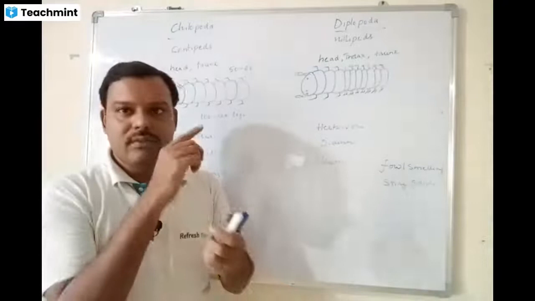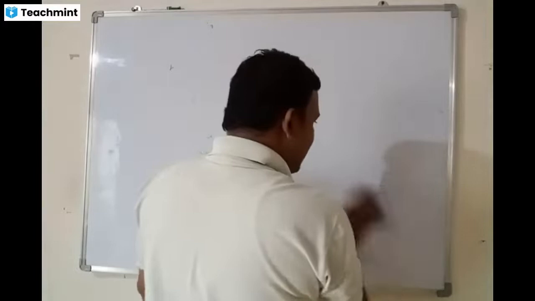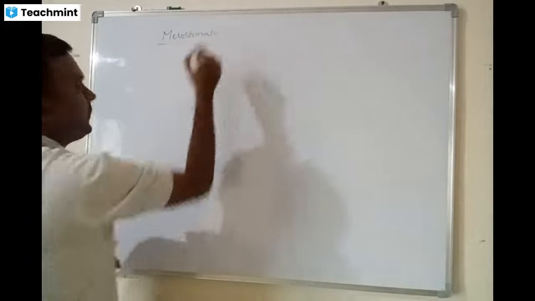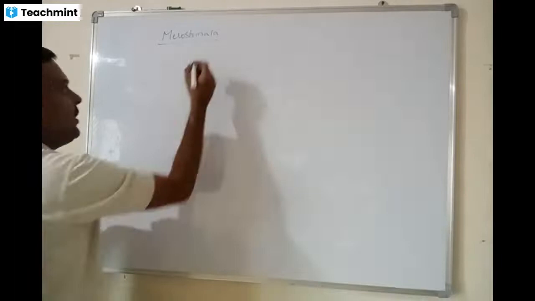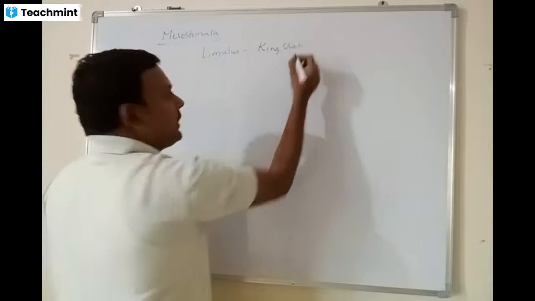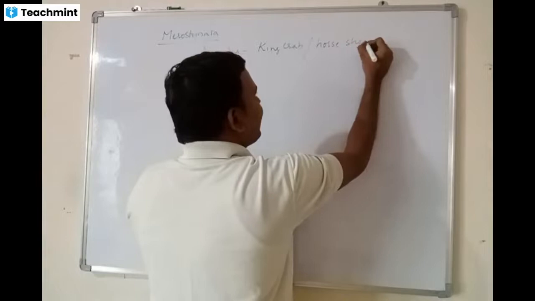Okay, and this is all about the classes Chilopoda and Diplopoda. And then we'll move on to the last class in arthropods, that is Merostomata. So an example of this Merostomata is Limulus. It is generally known as king crab because it has a very large carapace that is in horseshoe shape. That's the reason we call it horseshoe crab.